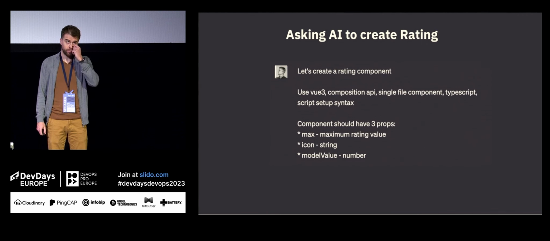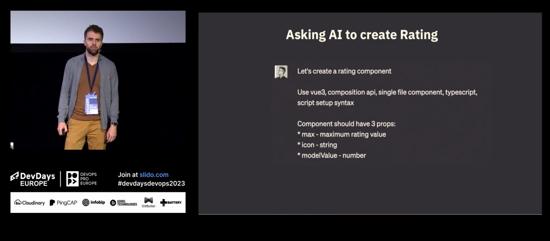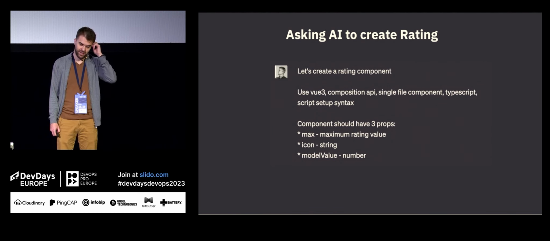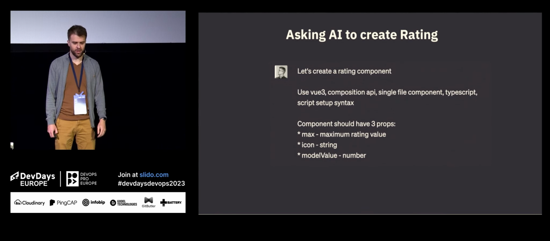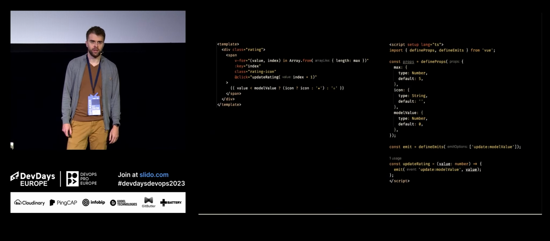And we have to create a component because the project is empty. For that, we will write on a hype train and ask ChatGPT to create us a rating component. So we have a prompt with 3 props: max rating value, icon, and model value to pass value to the rating component. And AI did its best and generated us a component.